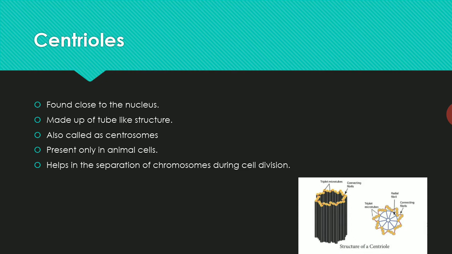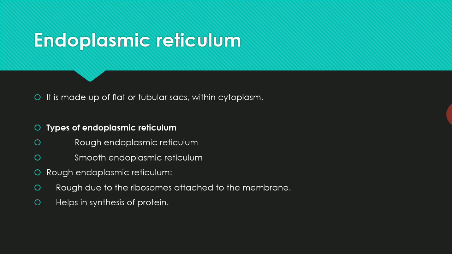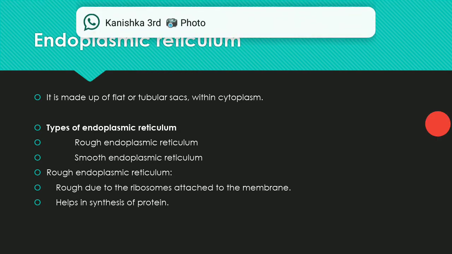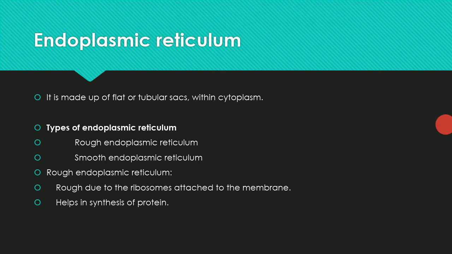And then the next one, endoplasmic reticulum. The endoplasmic reticulum may be flat or tubular sacs within the cytoplasm. Every organelle is usually present inside the cytoplasm. There are two different types of endoplasmic reticulum: one is rough endoplasmic reticulum and the other is smooth endoplasmic reticulum.